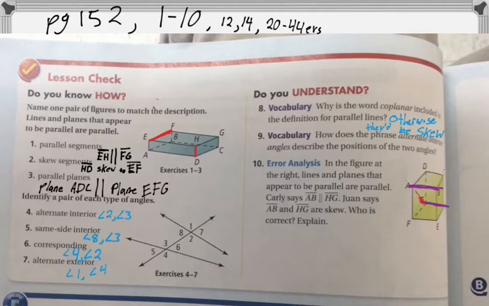But they are. Because don't forget about that diagonal plane here. So they're in that same plane. They just happen to be in a diagonal plane. So they are parallel. So score one for Carly. Carly is correct. Who is correct? Carly. Why? Because of that diagonal plane. Next page.